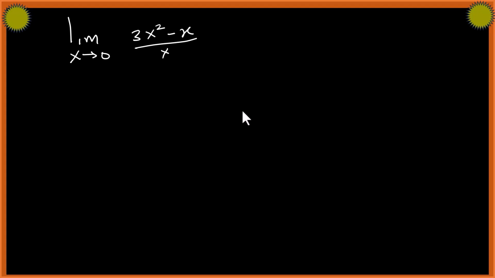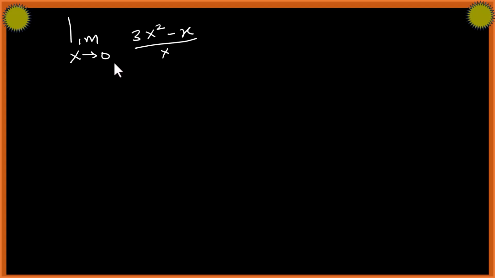All right, let's evaluate this limit. We have the limit of 3x squared minus x over x as x approaches 0. When evaluating questions involving limits, we first have to simplify the expression to its simplest form before putting in the limiting value.